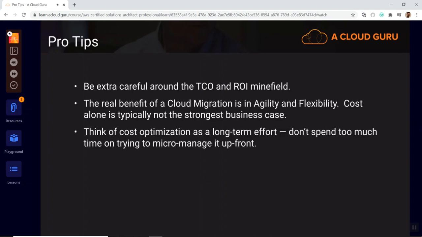Think of cost optimization as really more of a long-term effort. Be sure to set that expectation up front that initially costs are going to rise, but in the long run, we believe they're going to fall.